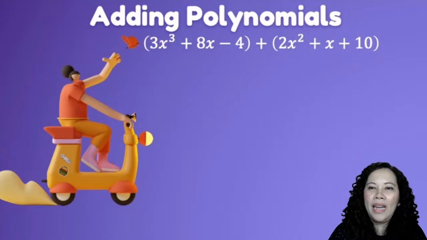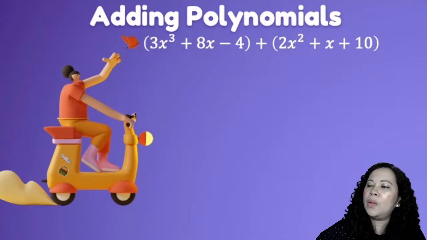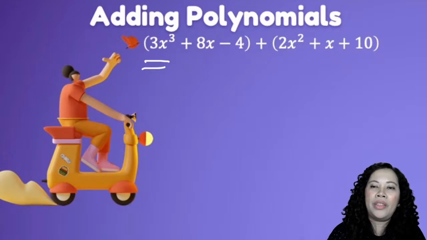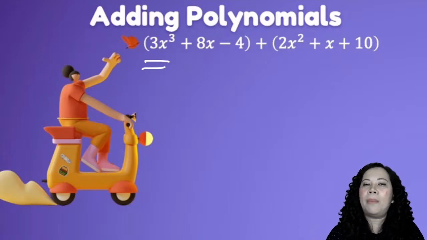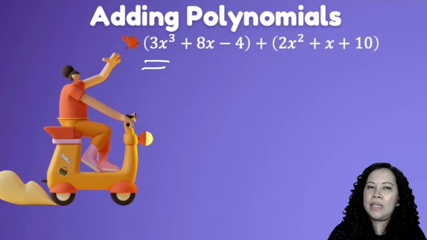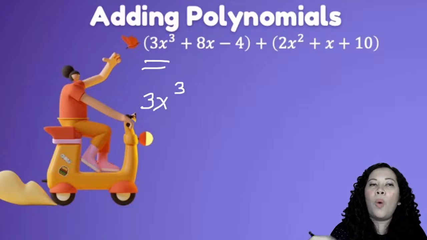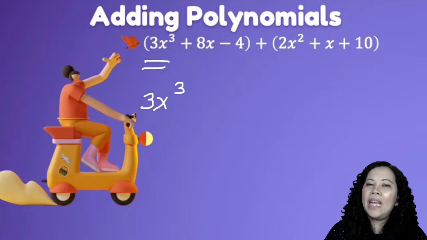Now let's try again. Once again, we do the following. You have 3x cubed. You check if there is any 3x cubed on the other side. Okay, that's the first step: find the like terms. Since there is no 3x cubed on the other side, all we need to do is copy. So we copy 3x cubed. Why do we copy it? Because it doesn't have any like terms on the other side.